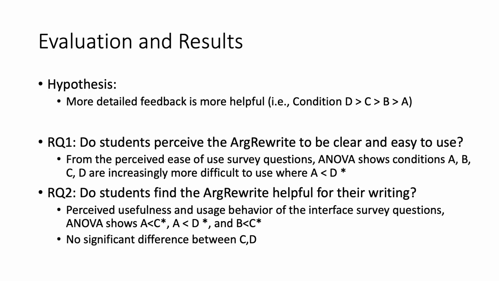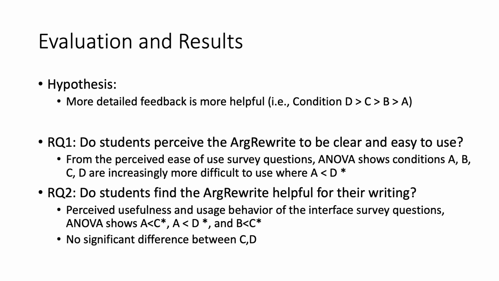To evaluate our research hypothesis that more detailed feedback is more helpful, we conducted experiments to answer the following research questions. First, we asked, do students perceive the algorithm to be clear and easy to use? From the perceived ease of use survey questions, ANOVA shows conditions A, B, C, and D are increasingly more difficult to use, where A is significantly easier than D.